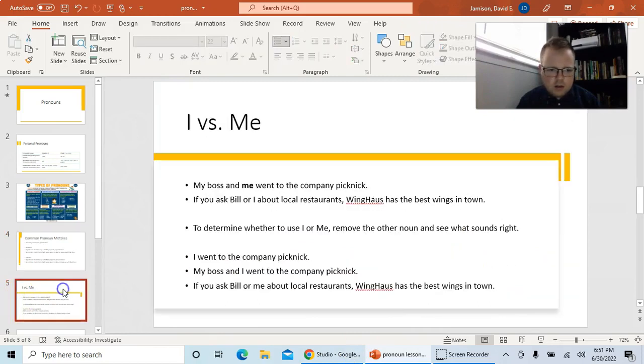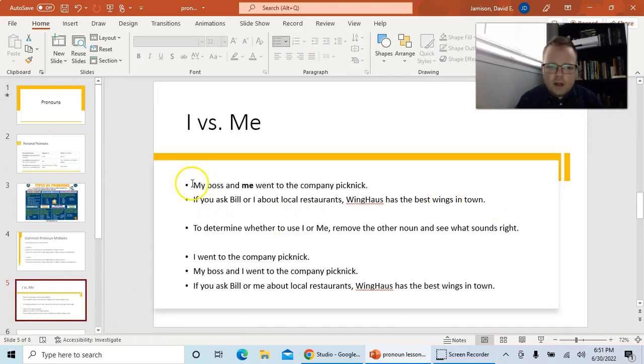Okay. Next one, I versus me. This is one that most people screw up a lot of times. And usually the way to fix it is just to remove all of the different parts of your sentence that don't have anything to do with the basic things that are going on. If you have an extra person there, then just take them out. And that's what I do in these examples here.